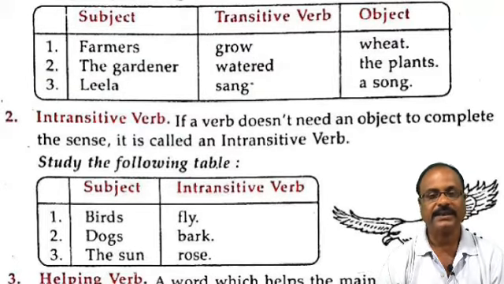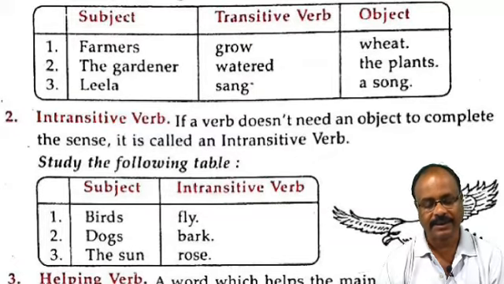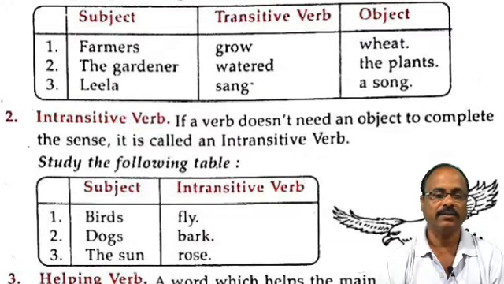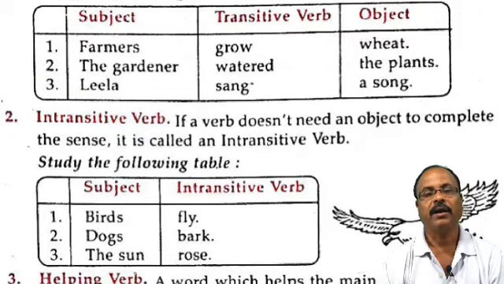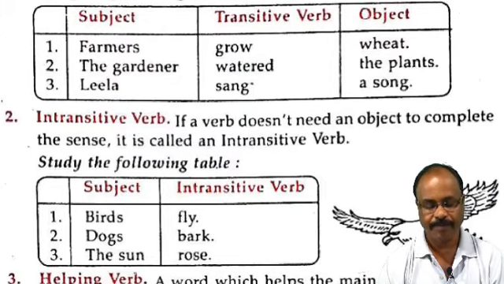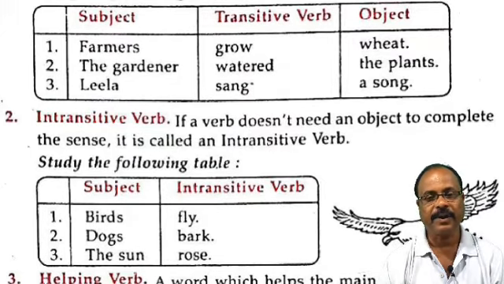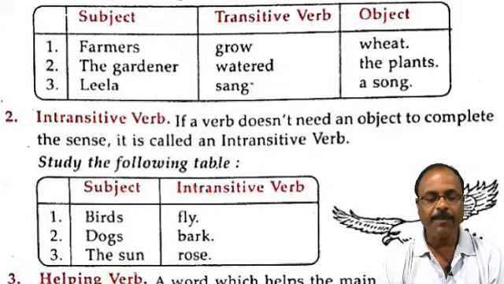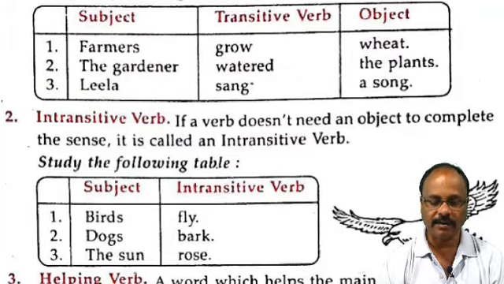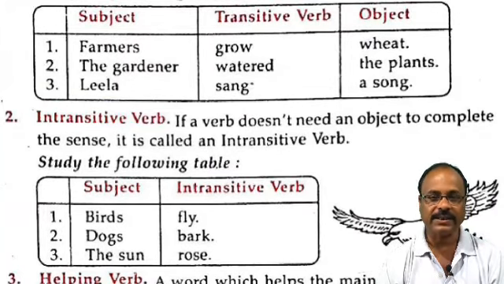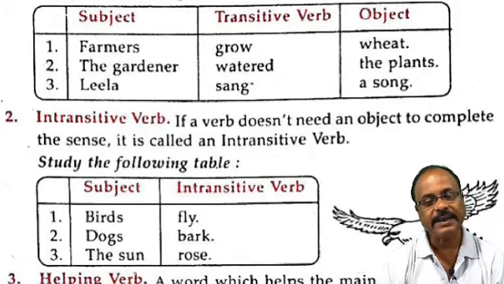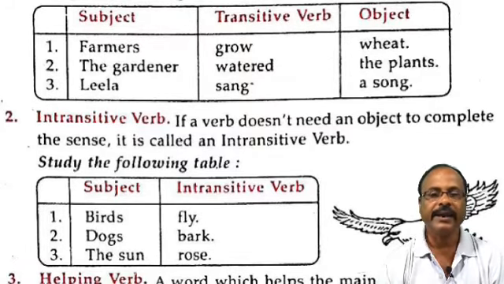Lila sang a song. Here is the verb sang, and it takes an object, that is a song. So the verb sang is called a transitive verb. Then second point, intransitive verb. If a verb does not need any object to complete the sense, it is called an intransitive verb.